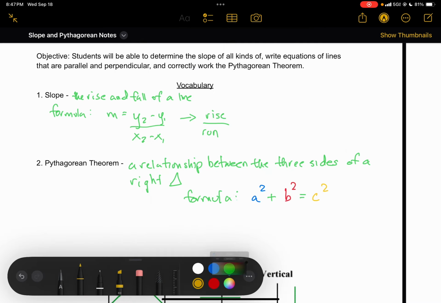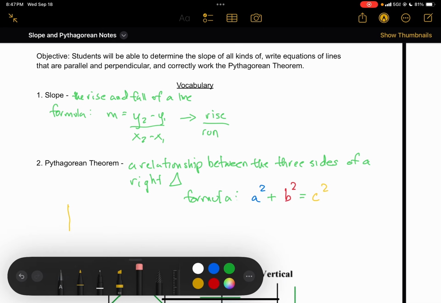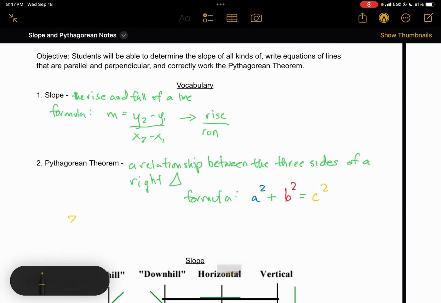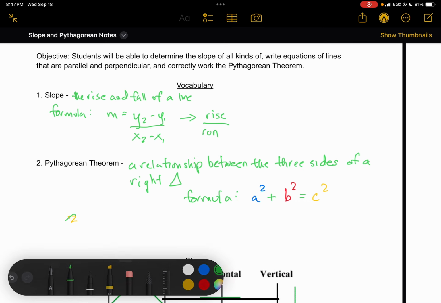I need black. There we go. Oh, that is not black now, is it? Let's try this again. I need that color. I don't know what. Okay, we'll do it in green.